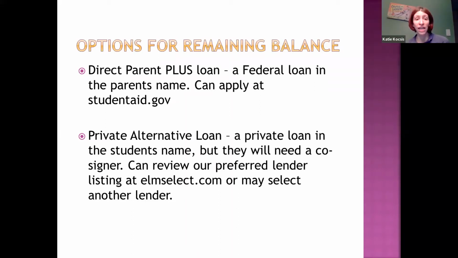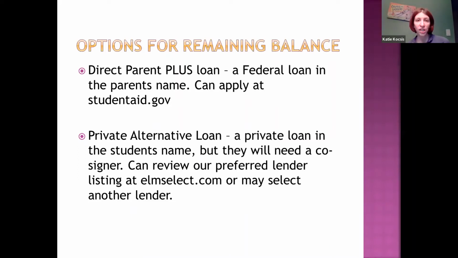You can apply at studentaid.gov, the same website as the FAFSA and the requirements for the student loans. We don't recommend you do this until June 1st. It doesn't really open up until June 1st. And also, we don't want the credit to run out before we're able to actually process anything in September. So that's one option, and it is going to be in the parent's name.